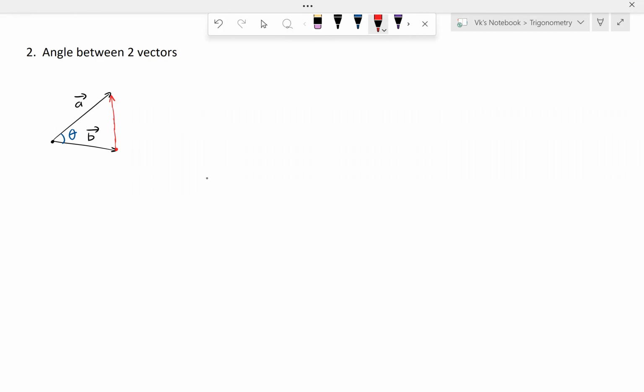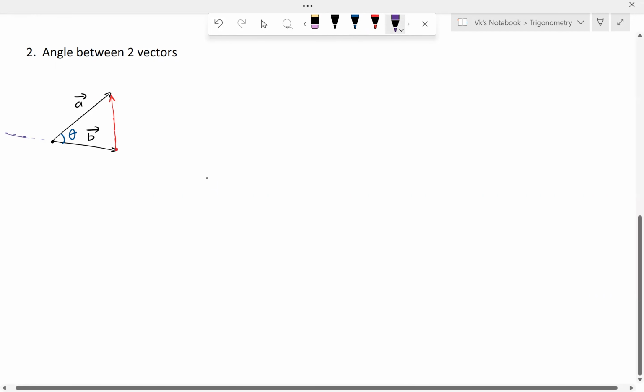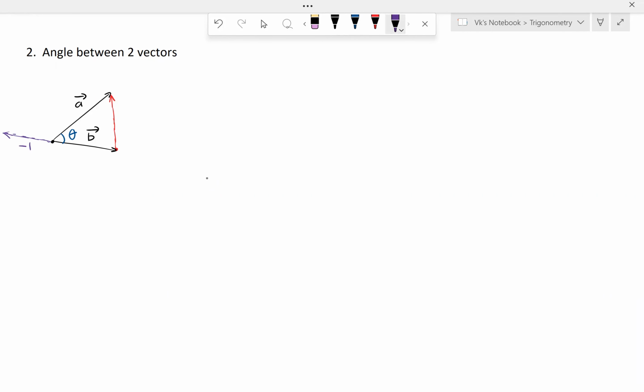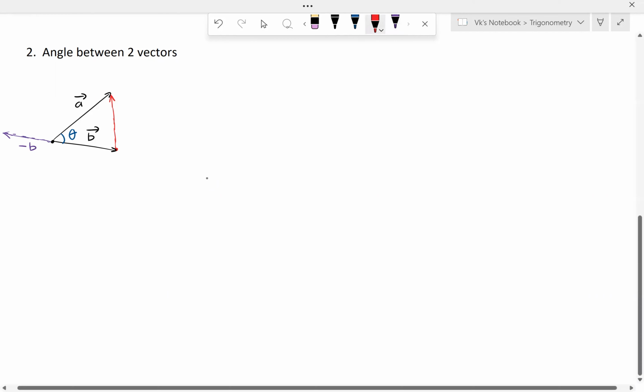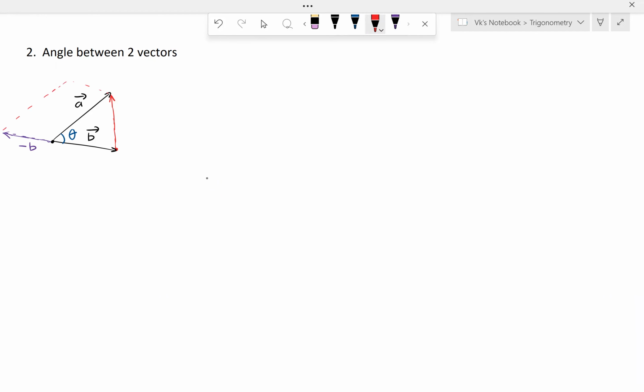And this is exactly the vector A minus B, because you can extend the vector B, and if you go this way, that's going to be minus B. So look at the parallelogram that is formed. This vector right here is the same as this one, which is A plus minus B. So this is the vector A minus B. Now, because we have a triangle, we can use the law of cosines.